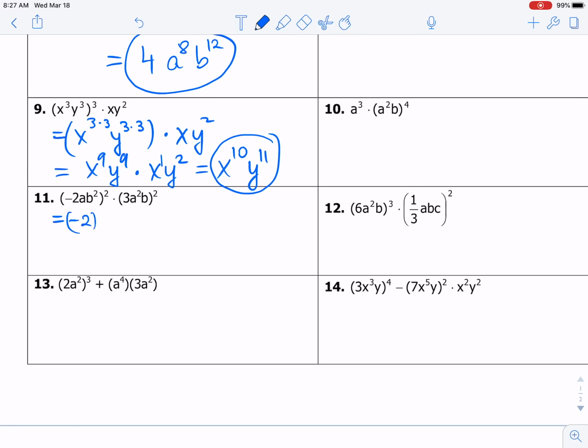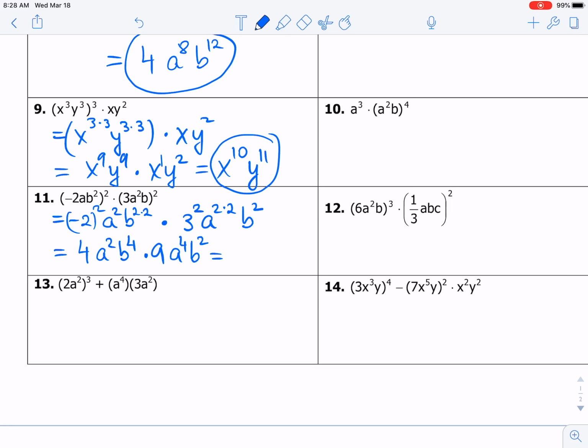I have -2 squared, a squared, b to the 2 times 2, and then I have to multiply with 3 squared, a to the 2 times 2 and b to the second power. So -2 squared is 4, because it's -2 times -2, a squared b to the 4th power, and we multiply with 3 squared, which is 9, a to the 4th power b squared.